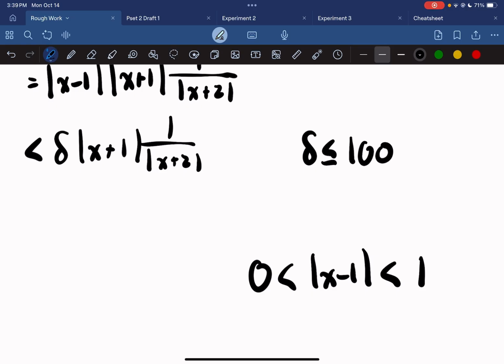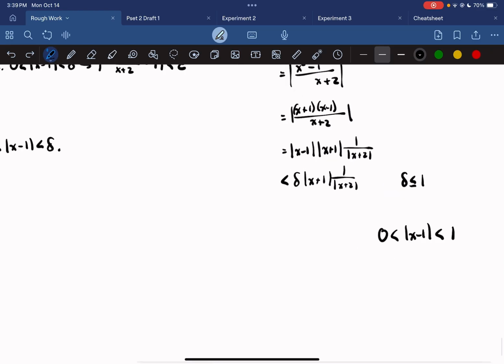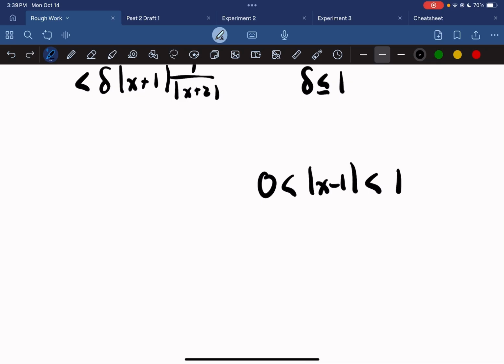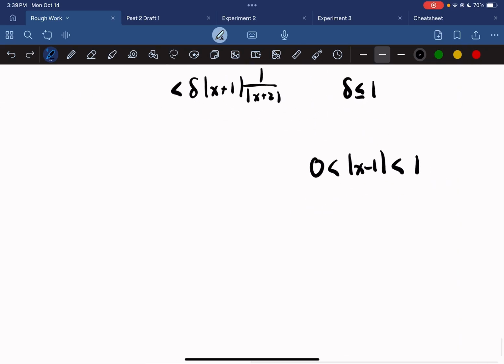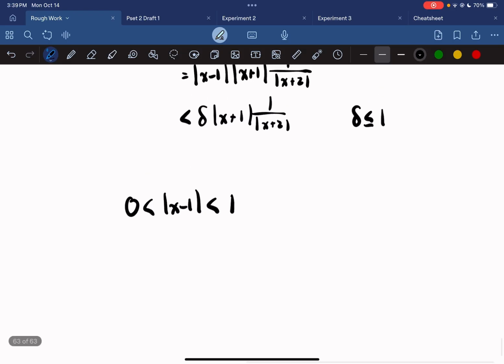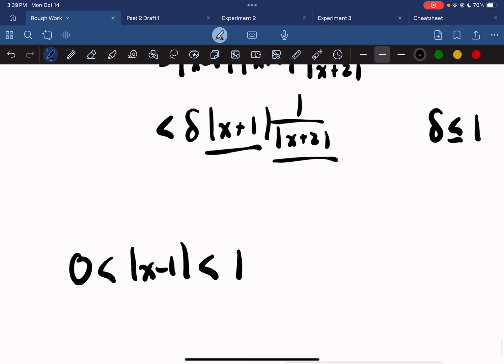If we chose 100, chances are this isn't going to work because 100 is a very big number, but 1 is a relatively small number. So we can just choose 1. And now let's assume this statement. Now we can algebraically manipulate this statement to try to get it into terms of what we want.